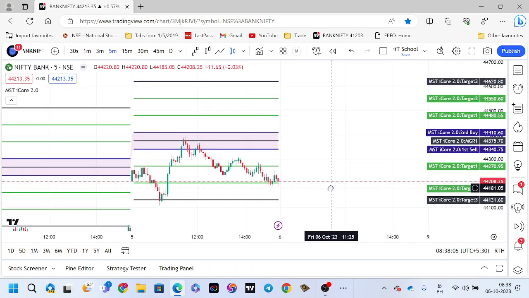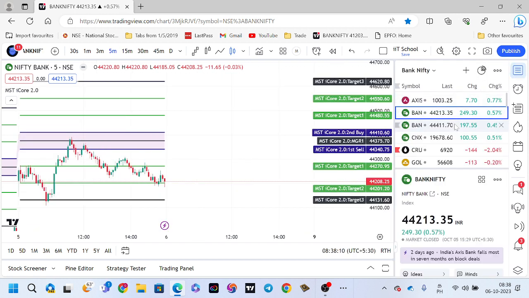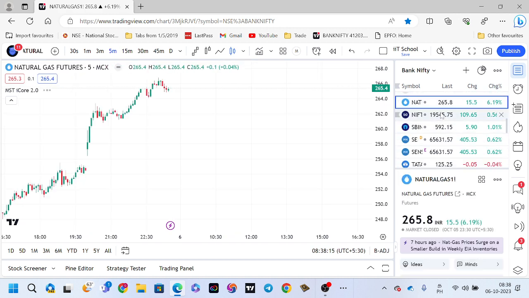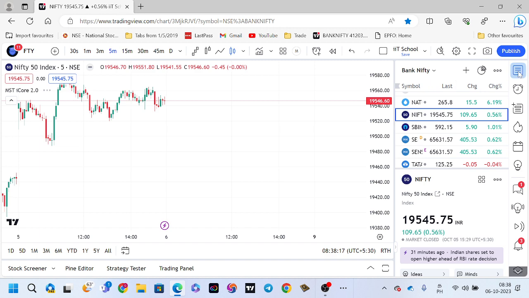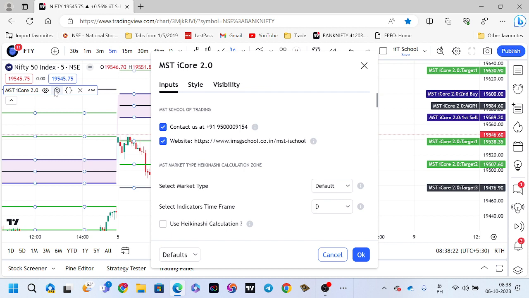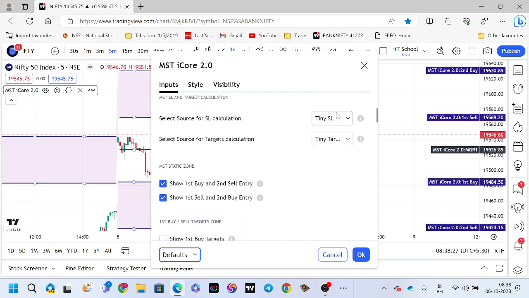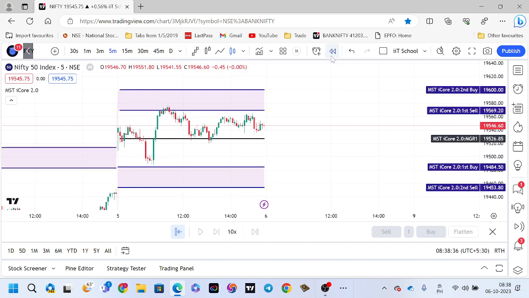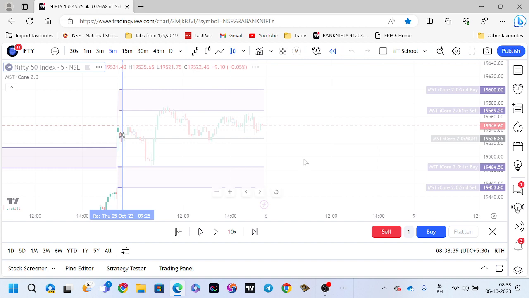So this is in the case of Bank Nifty. What about Nifty? Let us see. Due to time constraint, I am limiting the number of scripts. Here also, go to the settings and give reset settings before we start trading for the day, and come here and give tiny 2 stop loss and tiny 2 target. That's all, nothing else. And do bar replay.